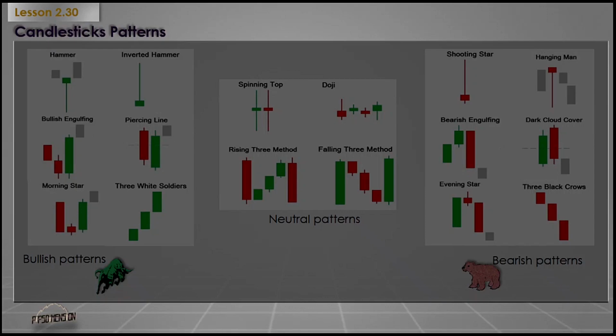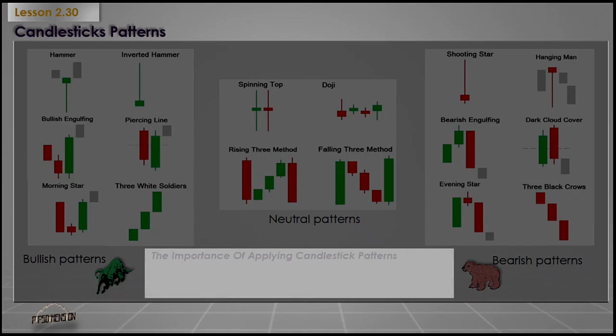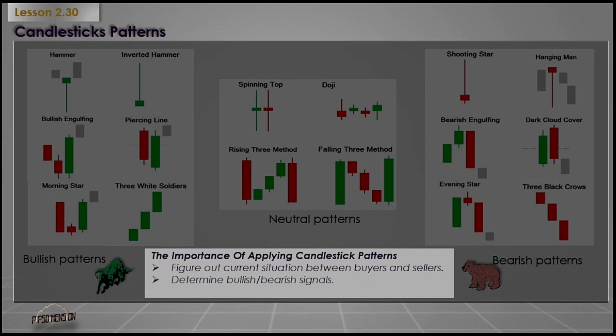Hello traders. Now let us identify some useful candlestick patterns and how we can apply these patterns in our trading strategy. Generally, when you observe the structure of the candlesticks and the patterns taken by 2 or more consecutive candles, it can help you to figure out the current buying and selling situation in the market. Upon looking at the structure and the pattern taken by 2 or more consecutive candles, you can determine whether the market is going to be bullish or bearish.